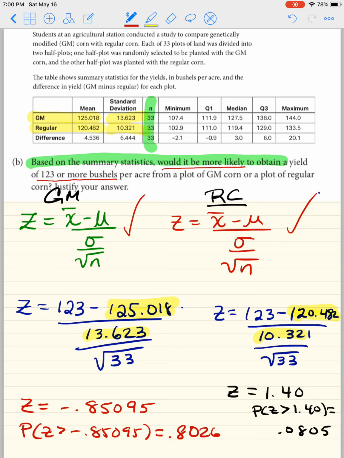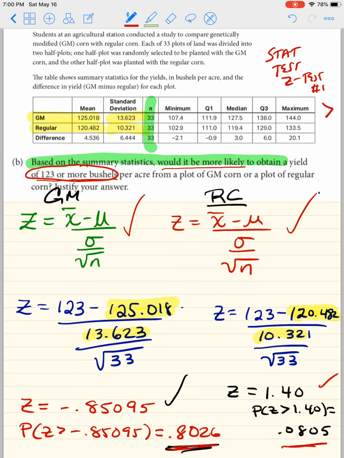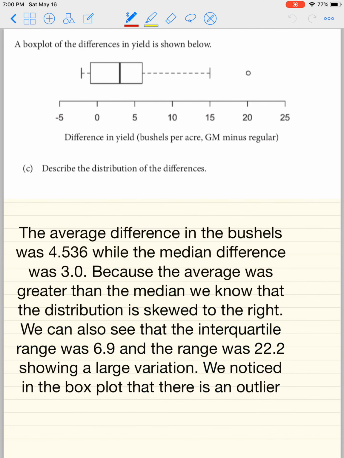You're going to press stat, test, z-test. You're going to go to number 1 and put in your information. You're going to use the greater than sign because it says more than. And what you get here are these numbers down here. Your z-score is negative 0.85095, and greater than gives you this. And then your z-score is 1.40, and greater than gives you this. So it is more likely that it's 0.8026, or it's more likely GM. Okay, so that's that. Let's go to letter C.